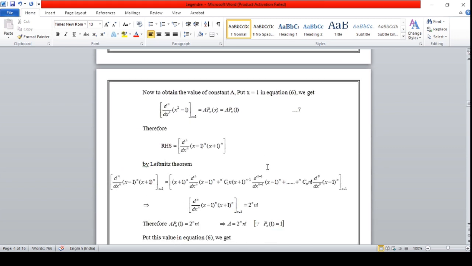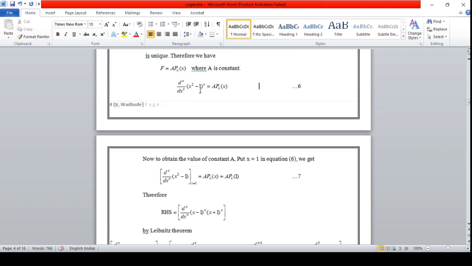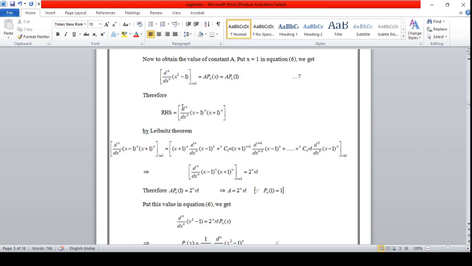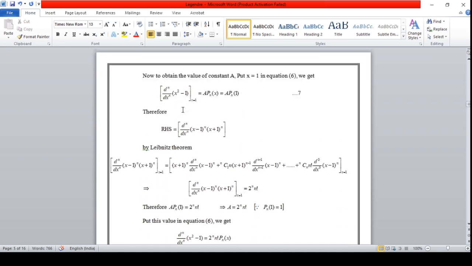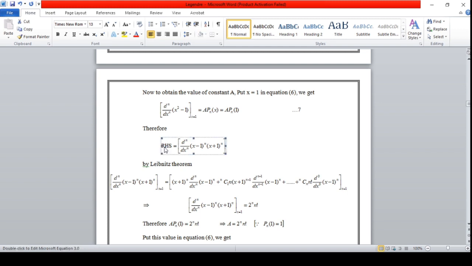Next, to obtain the value of the constant a, put x is equal to 1 in equation 6. Generally, putting x is equal to 1 here gives 0, which is not proper. So put x is equal to 1 in the nth derivative. So it is a P_n(1). Therefore the nth derivative on the right hand side, and the left hand side.